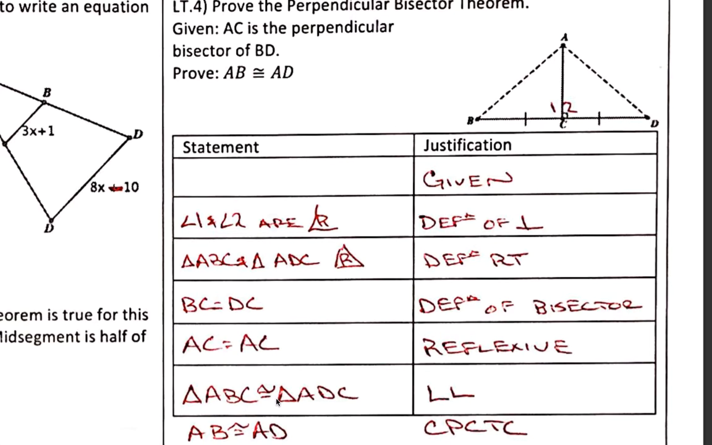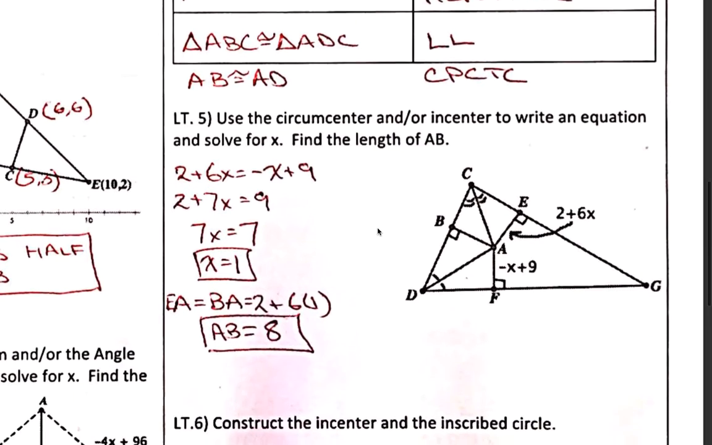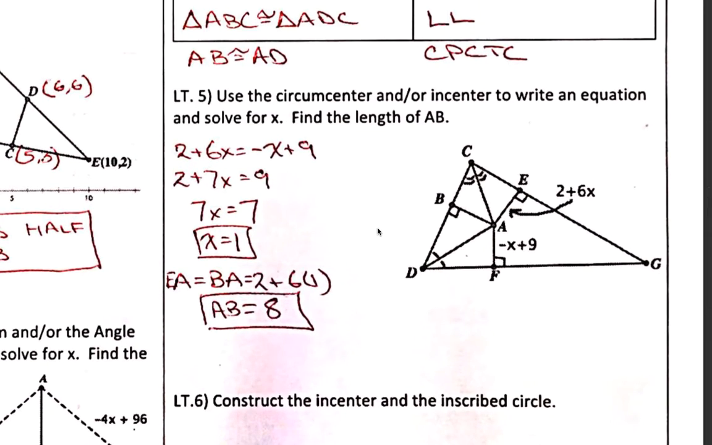And of course, because these are congruent now, I can use CPCTC to show that the corresponding parts, including AB and AD, are congruent. Okay, moving on to circumcenter, in-center stuff.